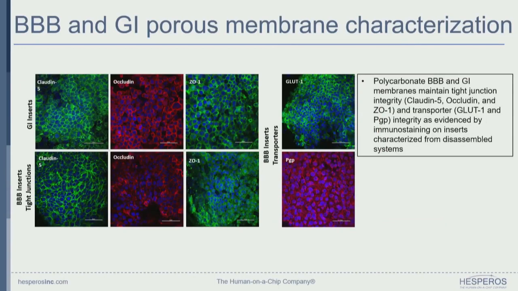Now, this is the immunocytochemistry of the cells after they come out of the system from the membranes. Again, the same markers, including PGP down there.